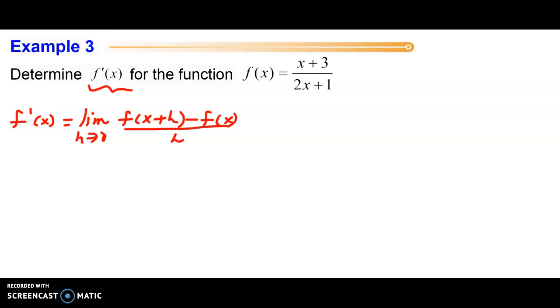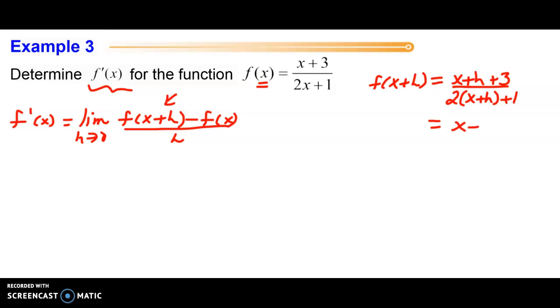We're going to do some algebra to the side, and then we're going to substitute back in our terms. The first thing we're going to determine is what is f of x plus h. You are replacing x with x plus h. So in the numerator you would get x plus h plus 3, and in the denominator you would get 2 bracket x plus h plus 1. Multiplying the denominator, you get x plus h plus 3 over 2x plus 2h plus 1.